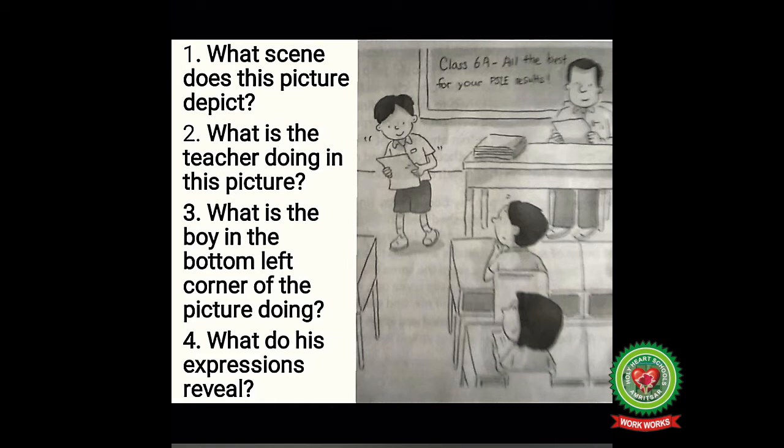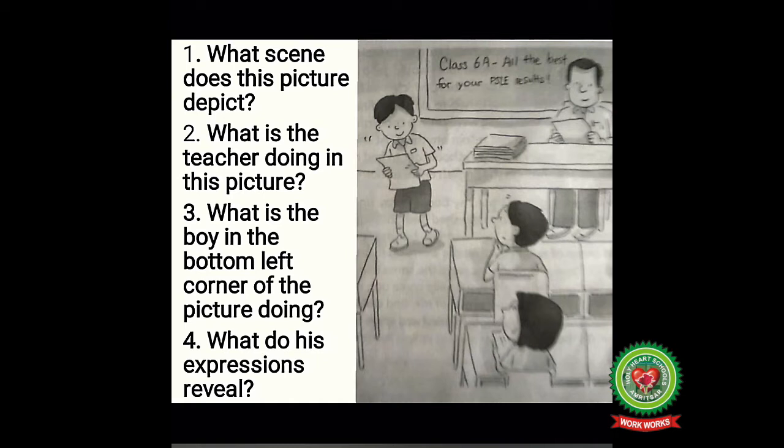Okay, look at question number 1. What scene does this picture depict? And the answer is, this picture depicts the scene of a classroom of class 6. Let's move on to the next question, that is, what is the teacher doing in this picture? From the instructions written on the board, we come to know that the teacher is distributing the PSLE results among the students. And the meaning of PSLE is Primary School Leaving Examination.